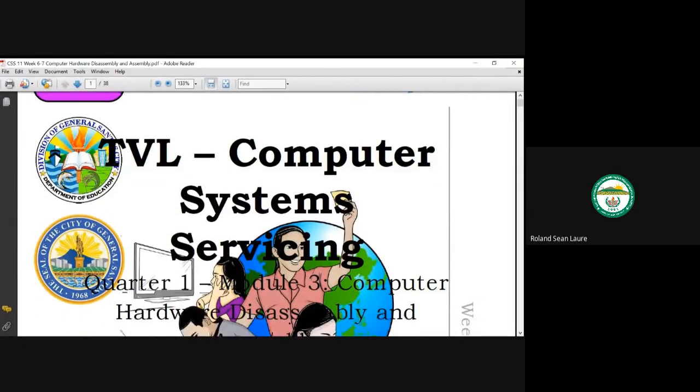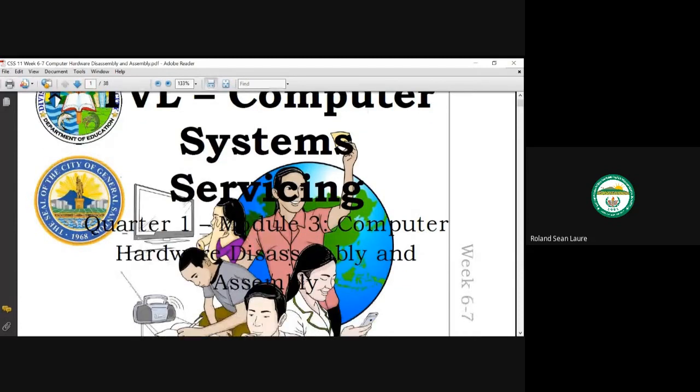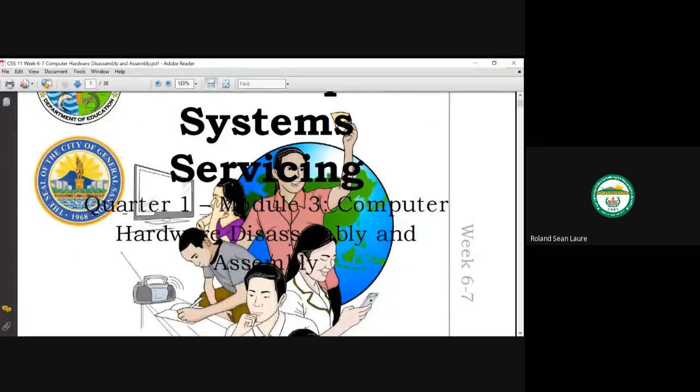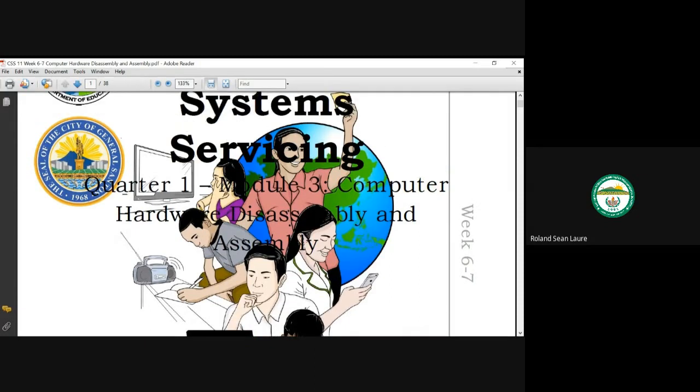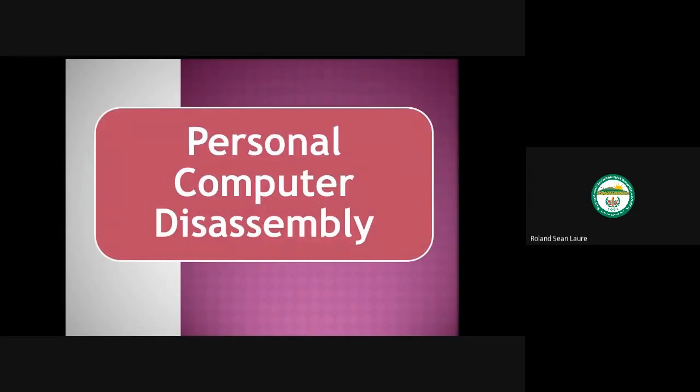Our lesson is Module 3, Week 6 and 7, which is the computer hardware disassembly and assembly. Last meeting, we discussed the different parts of computers. Today we will discuss how to assemble and disassemble a computer system. Okay, so today we will discuss personal computer disassembly.